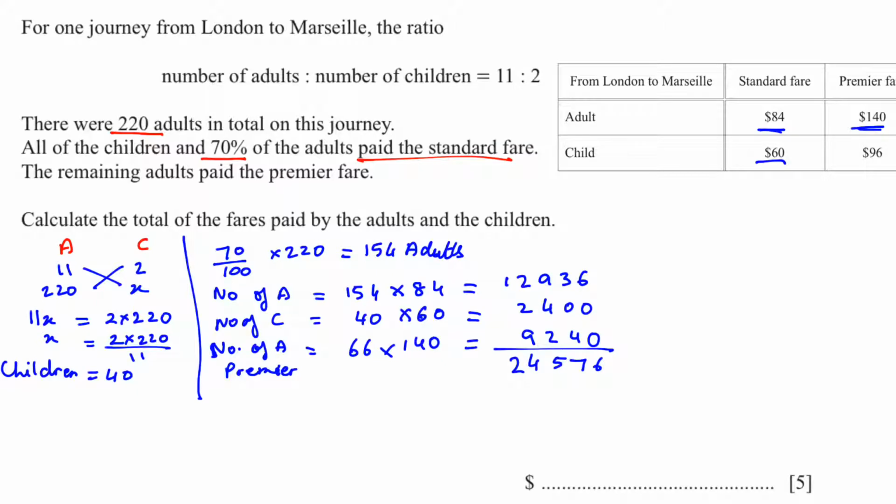We will get 24,576. The total is going to be $24,576.